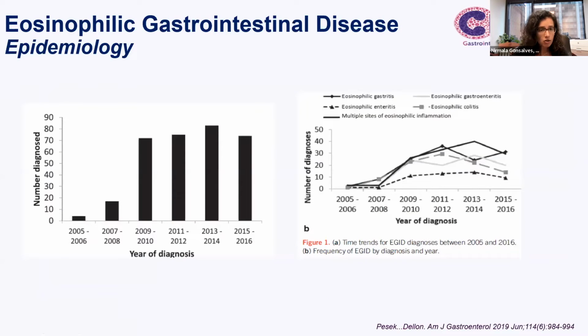But this might be changing based on data from the CEGIR group led by Dr. Pesek, pooling all the data from 8 to 10 different centers in the country. What you can see here is that there's really an increase in the number of patients being diagnosed with these conditions over the last decade. And irrespective of the type of condition, eosinophilic gastritis, enteritis, gastroenteritis, or colitis, all of them have been increasing over this time. Now, this is similar to what we saw with EOE about 10, 15 years ago, but that rate of rise, or that trajectory, is not quite as steep.